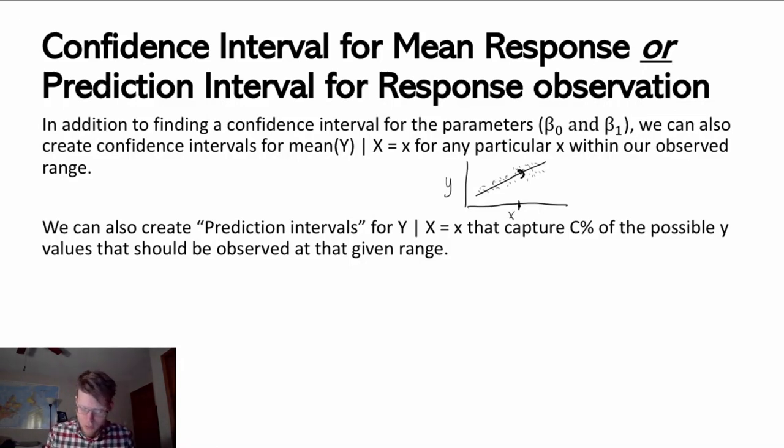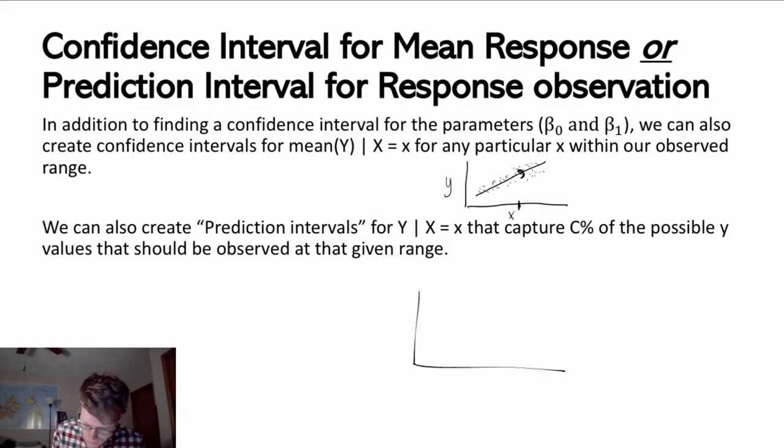A prediction interval, we call it a prediction interval because we're not estimating a parameter. We're just estimating the y variable in general. So if we make it, say, a 95% prediction interval, we're asking, what is the range such that 95% of the response values are in this range at a particular x value?